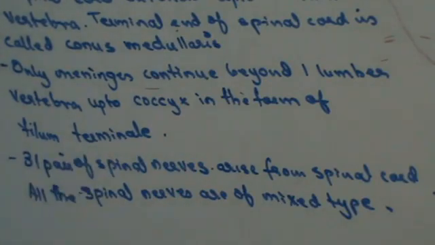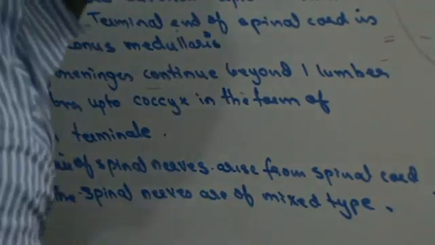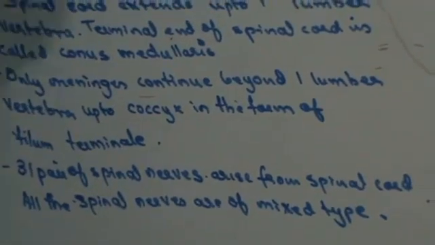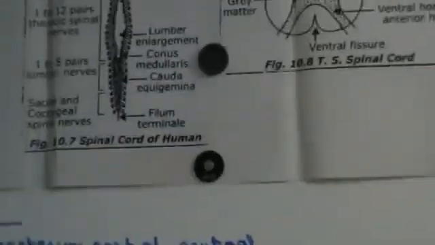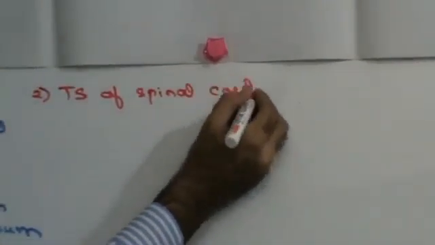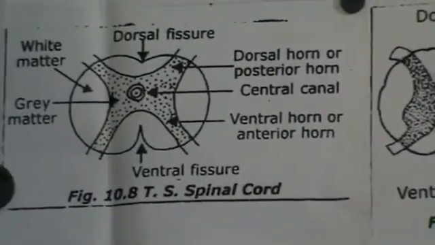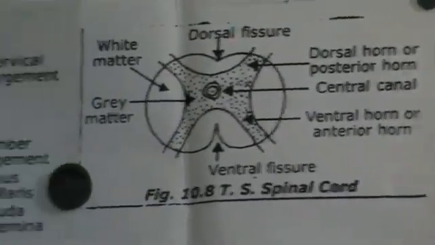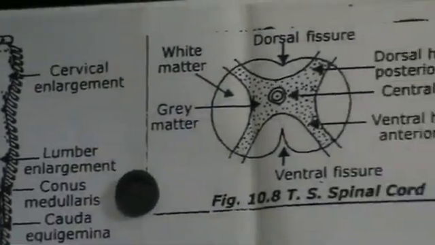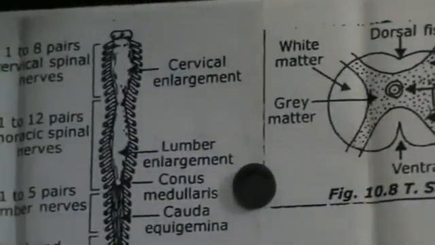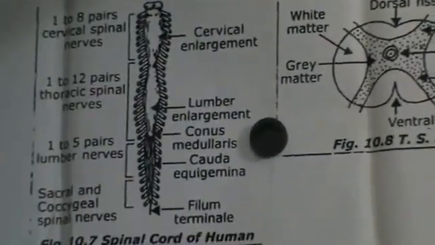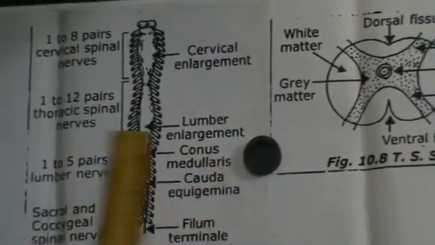Now let's see the TS of spinal cord. Before I go through this, just let's see this. Can you just see the diagram of spinal cord once again? You have 8 pairs of cervical nerves, 12 pairs of thoracic nerves, and 5 pairs of lumbar nerves, right? You have the cervical enlargement and you have lumbar enlargement. Here you can see the conus medullaris.